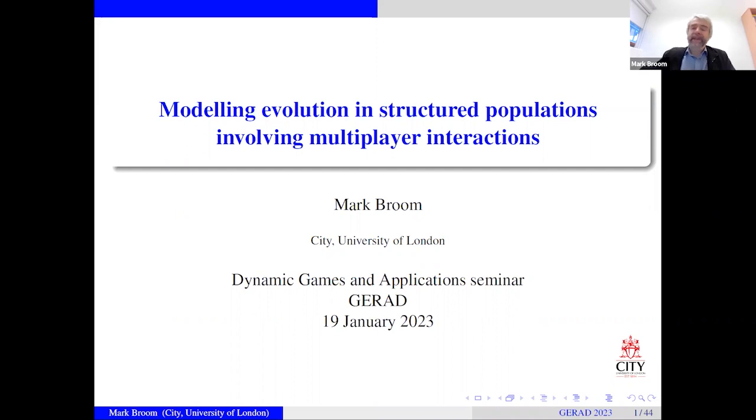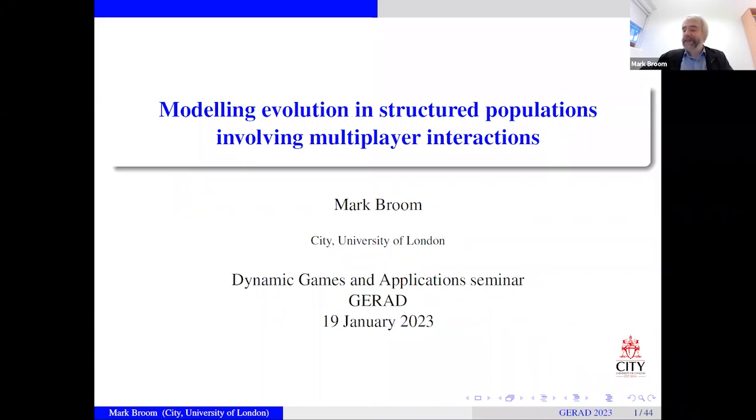The title is Modeling Evolution in Structured Populations Involving Multiplayer Interactions, and what we're going to be looking at is an evolutionary model on a population that's not well mixed, so individuals interact with each other. There's a potentially large population, but some of these will be quite small, and individuals interact, but not in a uniform way. I'll interact more with some individuals than others potentially. And the games that will be played won't all be pairwise games.